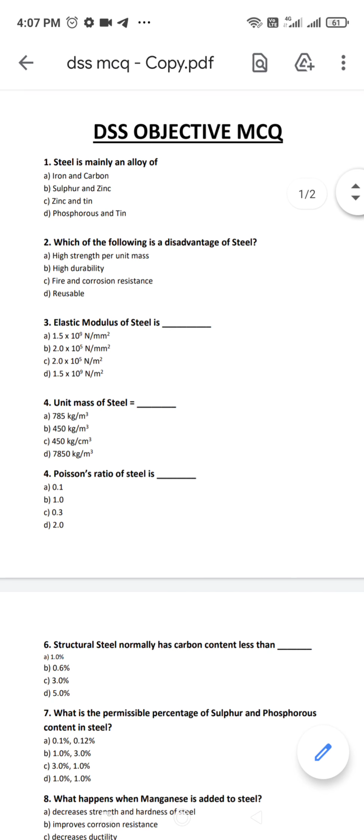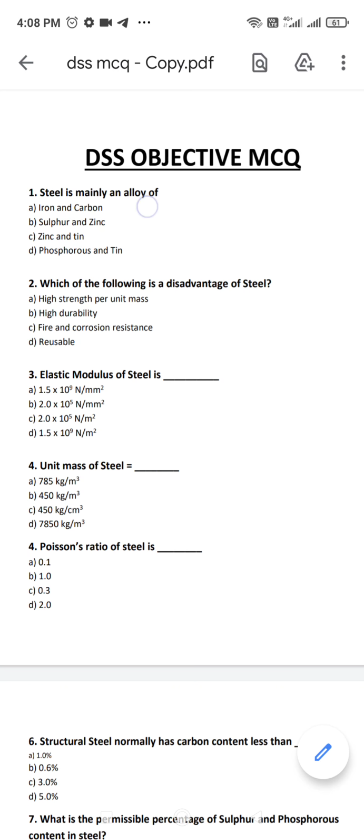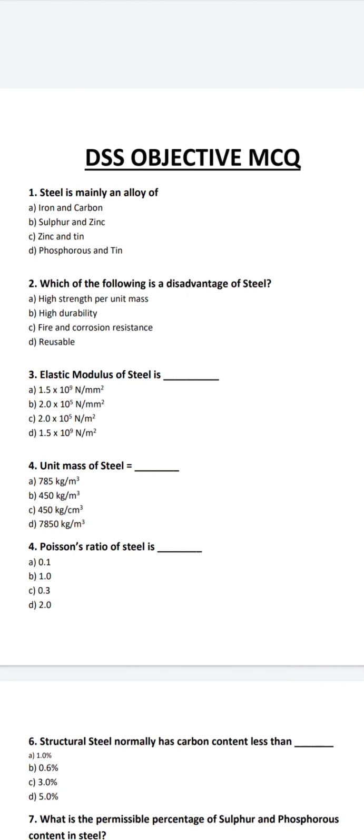So question number 1, steel is mainly an alloy of what? The options are iron and carbon, sulfur and zinc, zinc and tin, phosphorus and tin. Friends, this is an easy and simple question of steel structure, for which the answer should be iron and carbon. Why? Because steel has a lot of components, but particularly it is an alloy of iron and carbon. Apart from this, we have small percentages of manganese, sulfur, phosphorus, chromium, nickel, copper, which are added to give special properties to steel. So this is the explanation for question number 1.